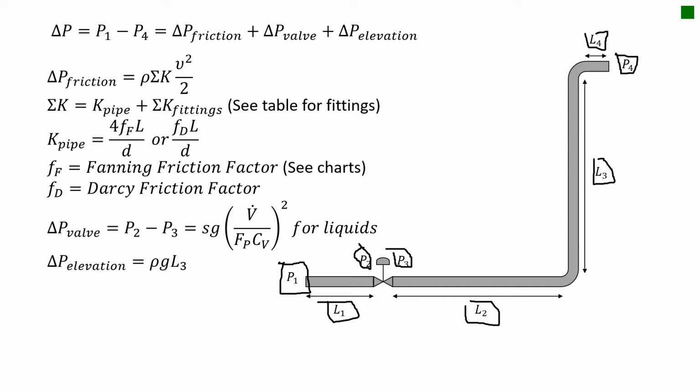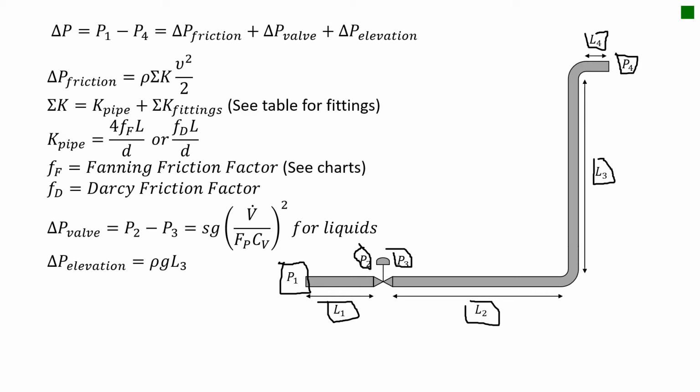and we'll see a table that lists these values. For a straight length of pipe, the frictional pressure loss coefficient K can be determined using either the Fanning friction factor or the Darcy friction factor. If we're using the Fanning friction factor, that K value for the pipe is 4 times that factor times the length of the pipe divided by the pipe inside diameter D. If we're using the Darcy friction factor, that K value is just the friction factor f_D times the length of the pipe divided by the diameter.